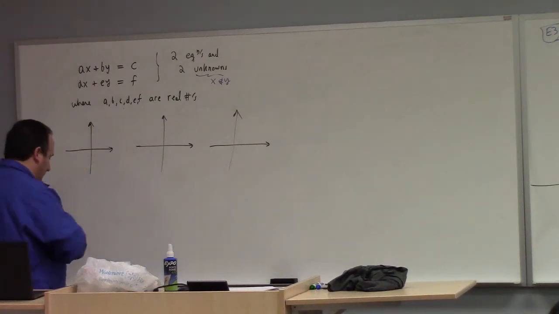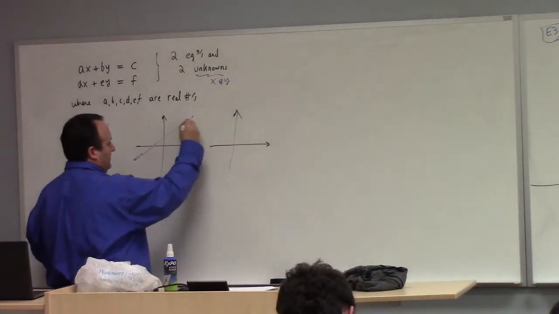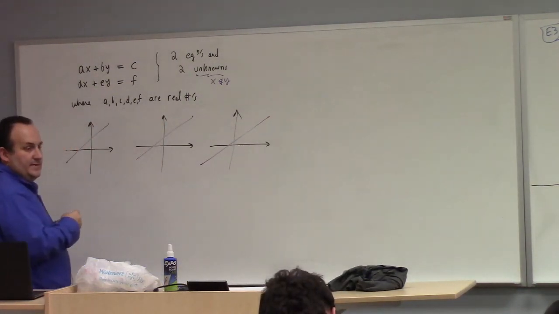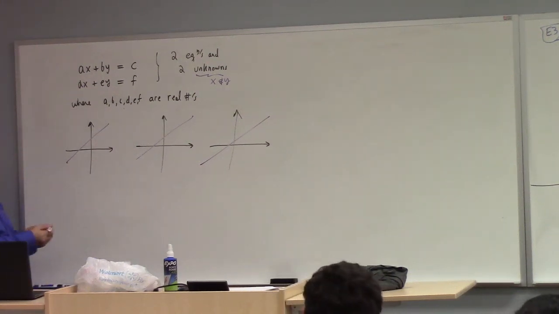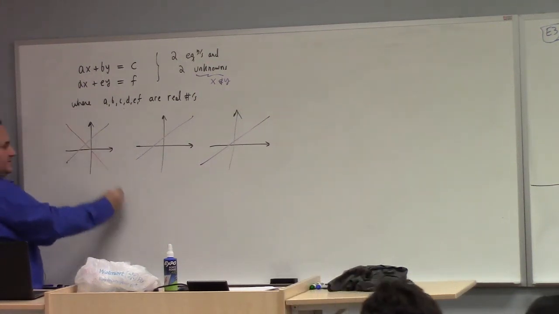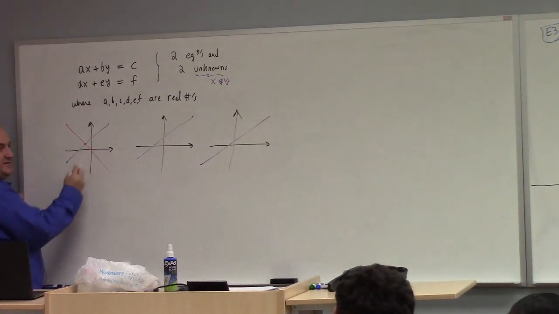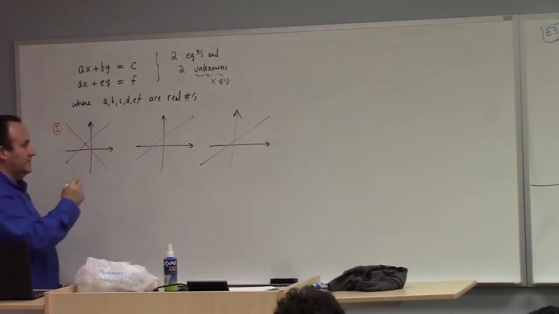So generically speaking, let me just draw my line like this. My first equation has this line. Now what are the three cases? How about the second equation? It could look like this, in which case the solution is this point of intersection. This is case 1.